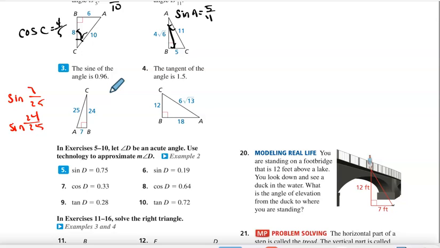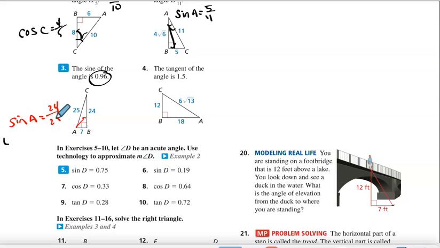What fraction is going to be closer to 0.96, right? 7/25 or 24/25? Well, 7/25 is not 0.96, right? 24 over 25 is where you get your 0.96. So sine of, I'm going to use opposite, sine of A is 24 over 25. Because 24 over 25 on the calculator is 0.96. Right, so you could do it that way as well.